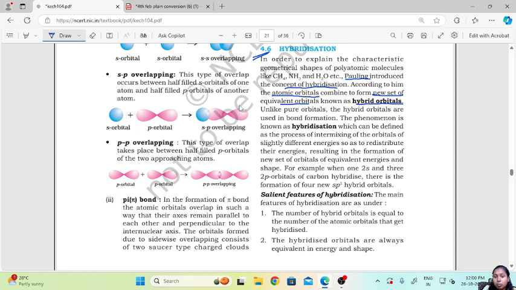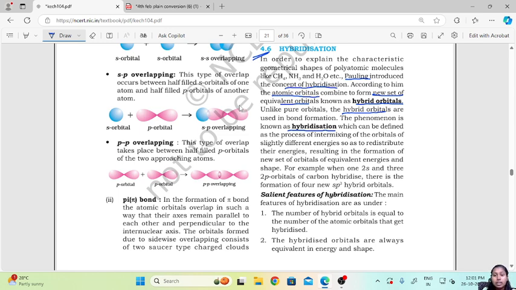So normally atomic orbitals consist of electrons. Now the electrons present in those orbitals are the ones which are involved in bond formation. So once these orbitals are hybridized, the hybrid orbitals are the ones which are used in the formation of bonds. Now this phenomenon is known as hybridization, which can be defined as the process of intermixing of the orbitals of slightly different energies so as to redistribute their energies, resulting in the formation of new sets of orbitals of equivalent energies and shapes.